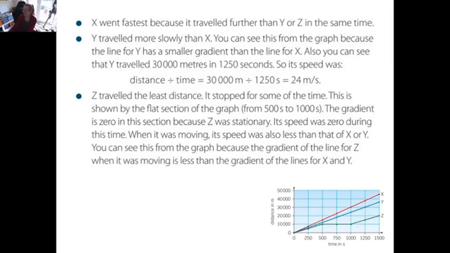Finally, Lorry Z moved the shortest distance, and it also spent a period of time when it was stopped as well. So it was stationary for about 500 seconds, and then it travelled at a much slower speed than the other 2 lorries because these slopes are less steep.